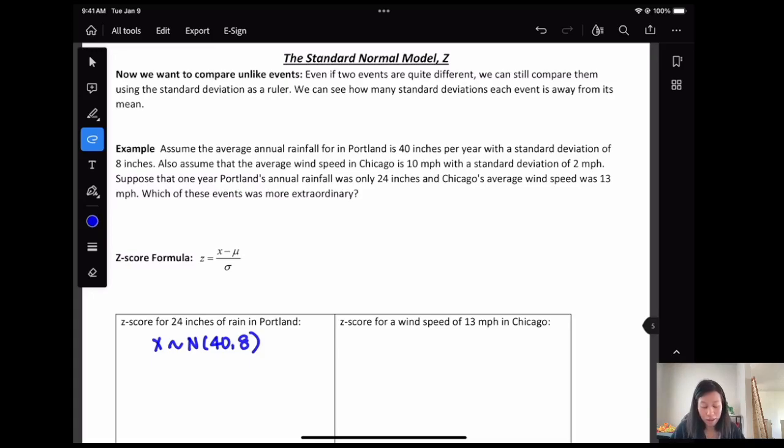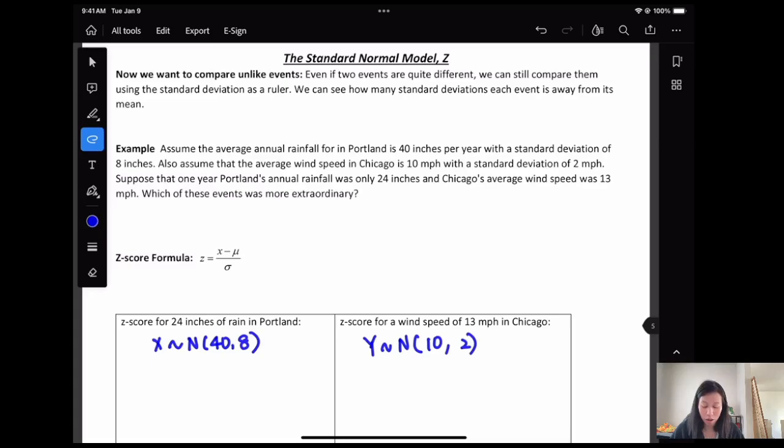And assuming that the average wind speed in Chicago is 10 miles per hour with a standard deviation of 2 miles per hour. I'm going to use a different letter, Y. Y stands for the wind speed in Chicago. It follows a normal distribution where the mean is 10 miles per hour and the standard deviation is 2 miles per hour.